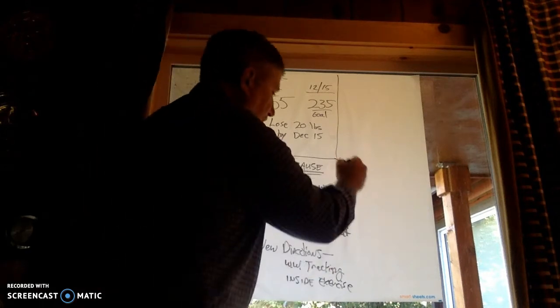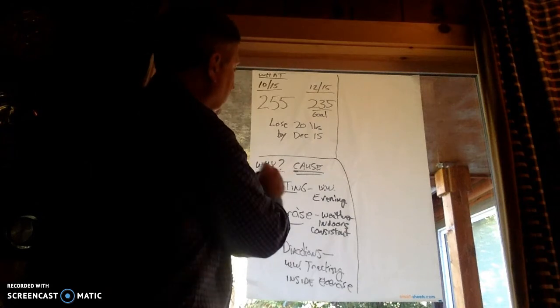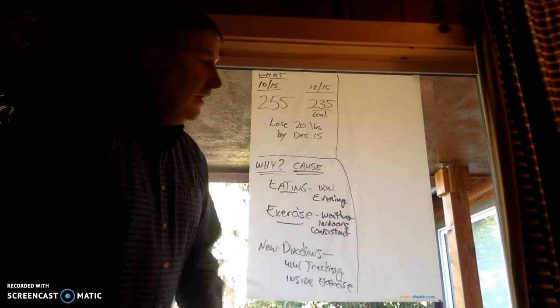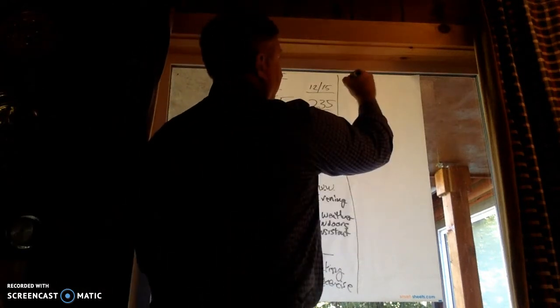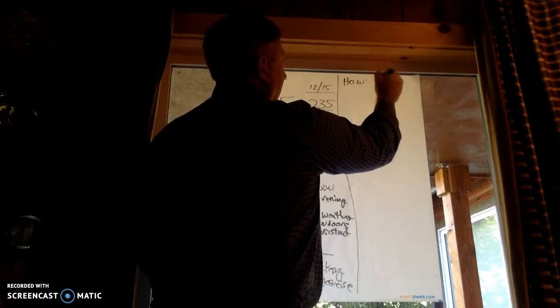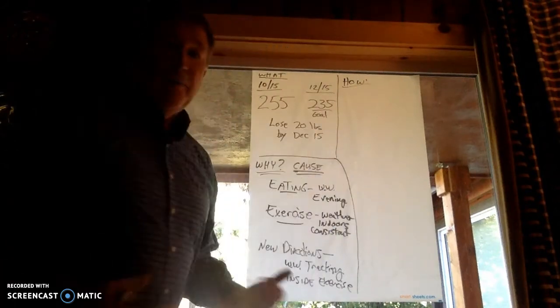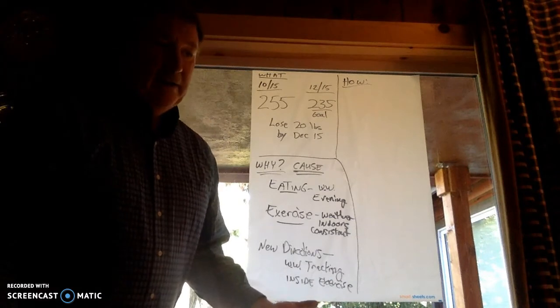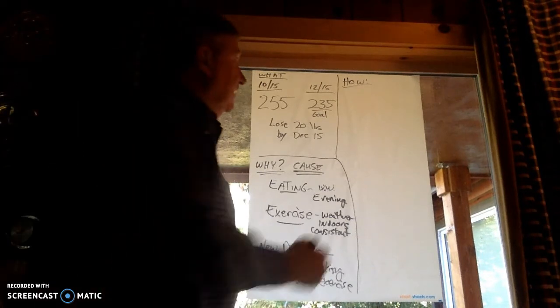So that's kind of the why section, or the cause analysis, if you will. So then it's time for how. I need to make a plan. How am I going to go about this new direction? Well, I need to get some kind of exercise machine that I can use indoors.